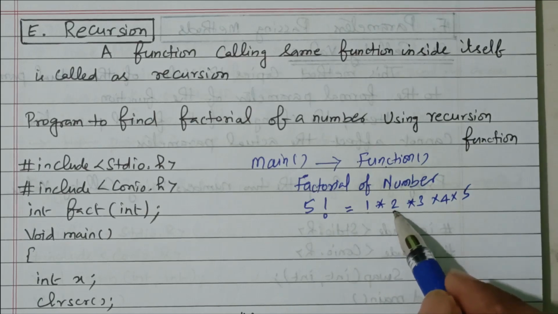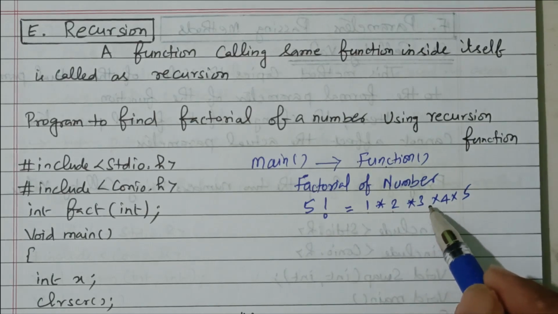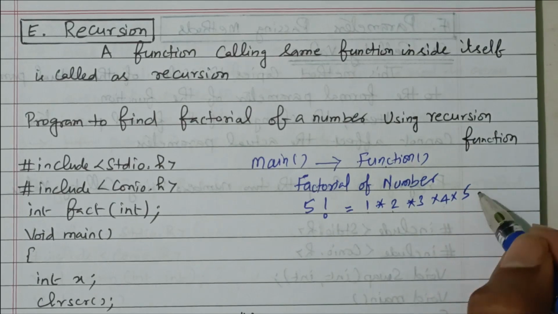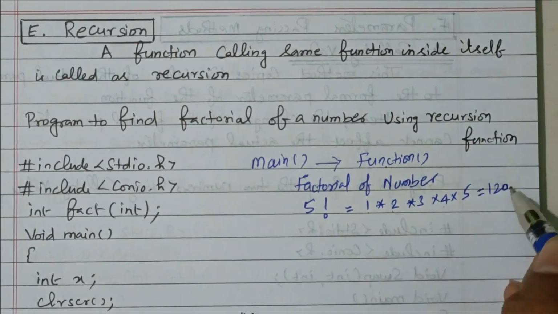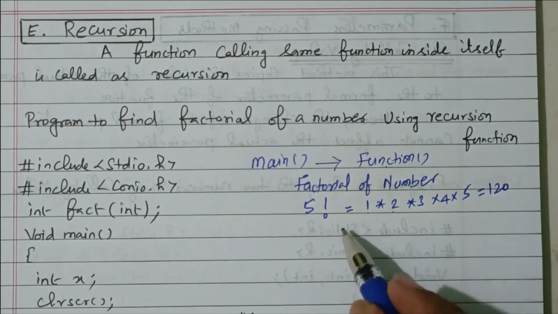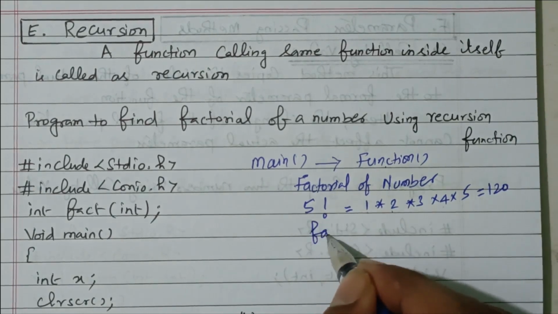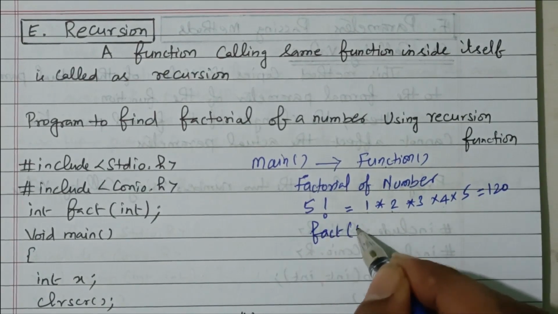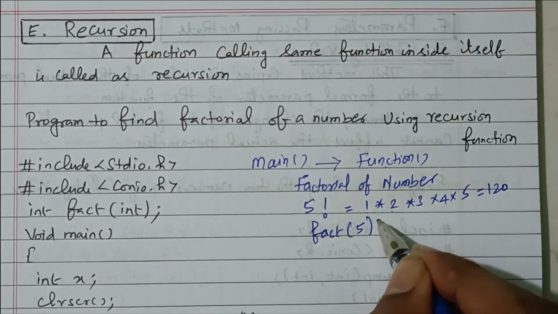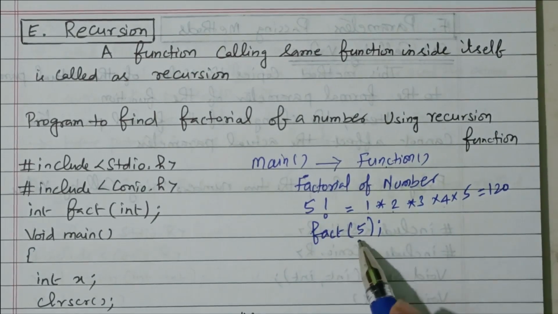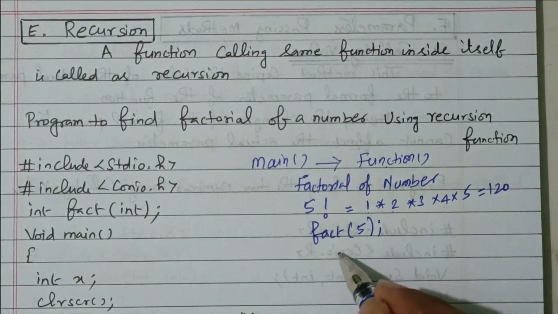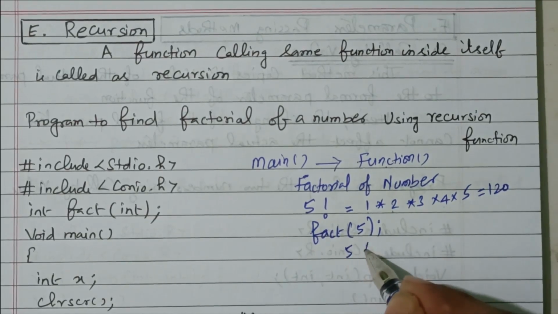1 into 2, 2; 2 into 3, 6; 6 into 4, 24; 24 into 5, 120. So this is the answer. In this we are going to use recursion. For example, we have a function called fact, and we have the number 5. Right? This is fact 5.